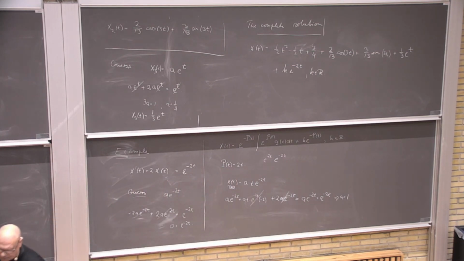So whenever you have a right-hand side which is a solution to the homogeneous problem, then you should guess on a solution that is t times this solution.